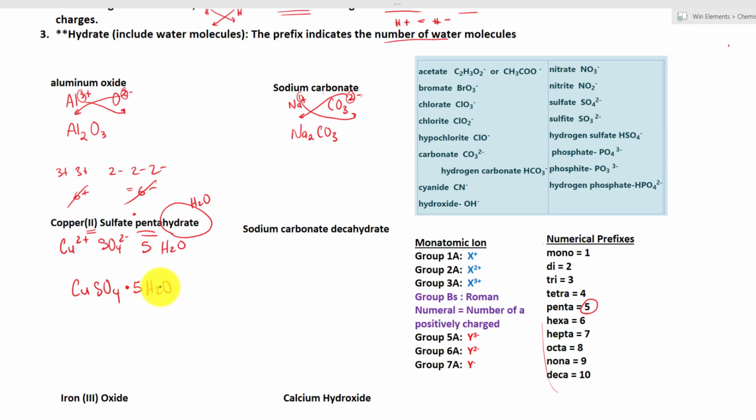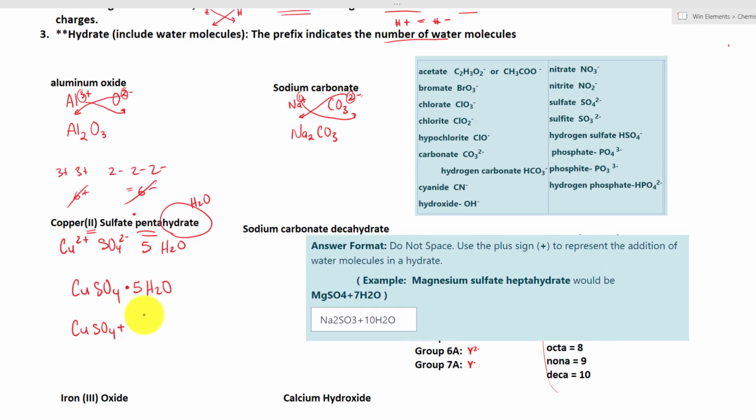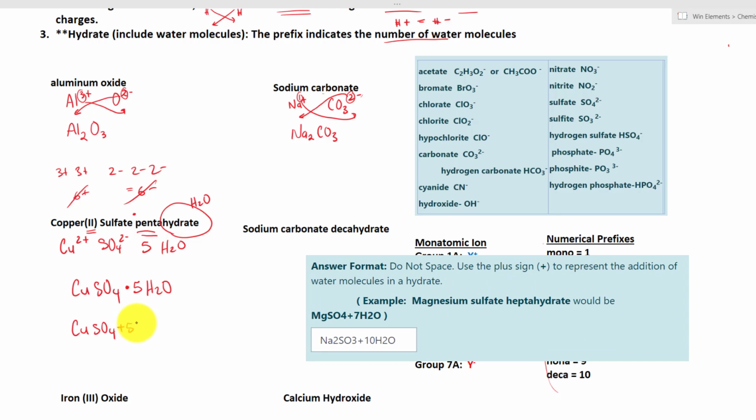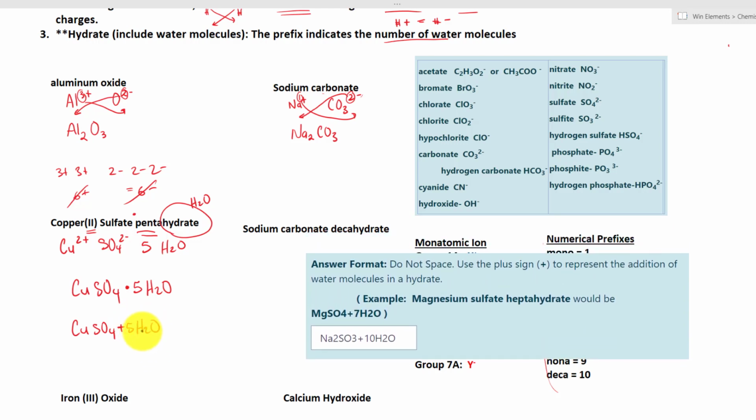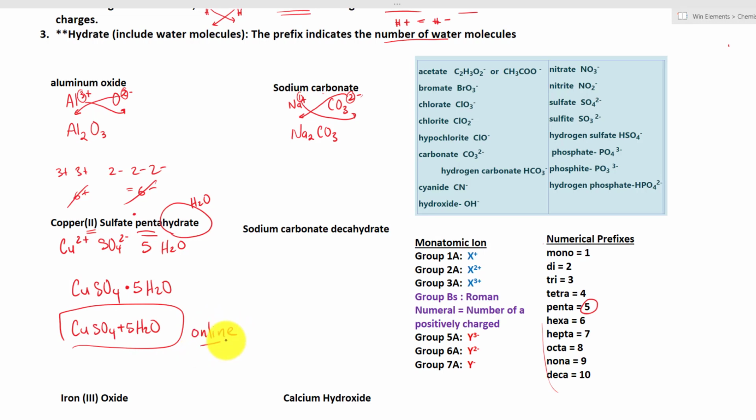On your answer key, when you type on Streamline N, okay, you are going to use this copper sulfate. We are going to use the plus sign to indicate that 5 water molecules is added to it. So be careful with that, okay? So that's the limitation that we have. So this is what you are going to type online when we deal with hydrate.